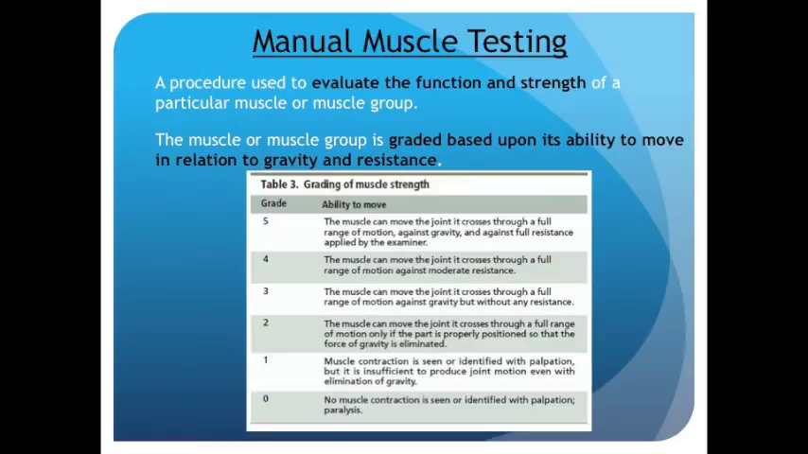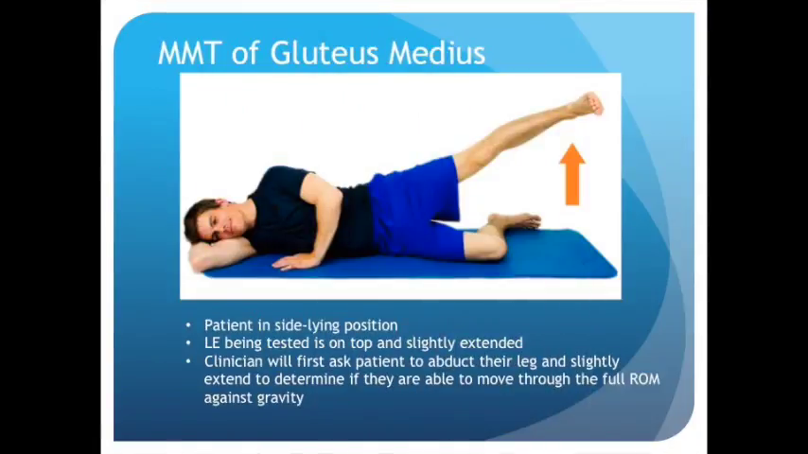Manual muscle testing is a procedure used to evaluate the function and strength of a particular muscle or muscle group. The muscle or muscle group is graded based upon its ability to move in relation to gravity and resistance. The recommended position for manual muscle testing of the gluteus medius is sidelying.